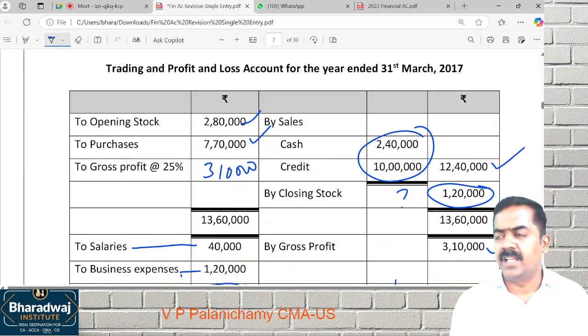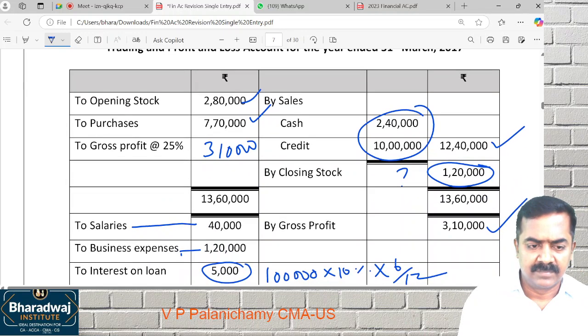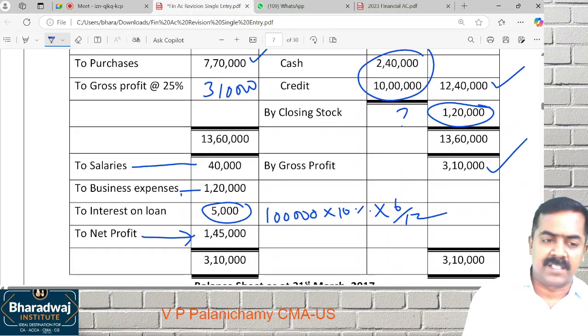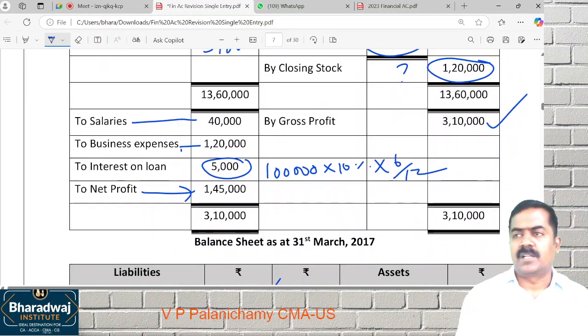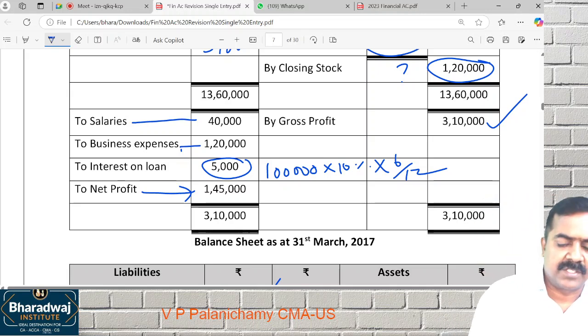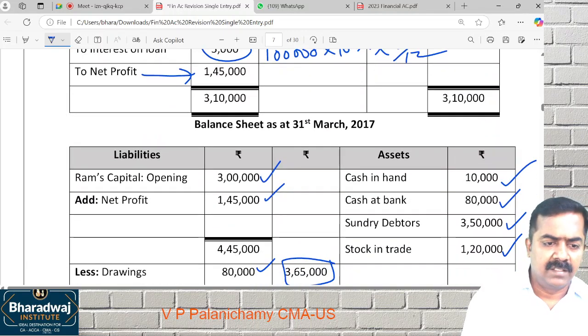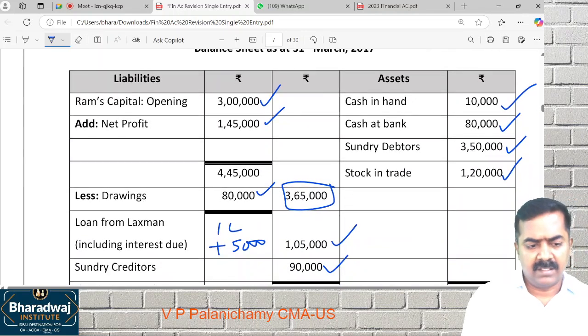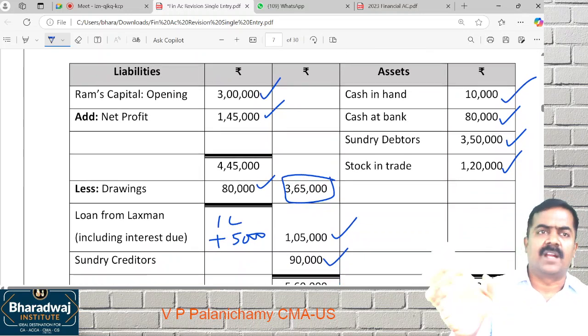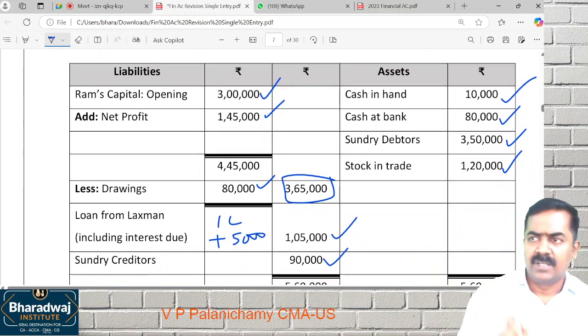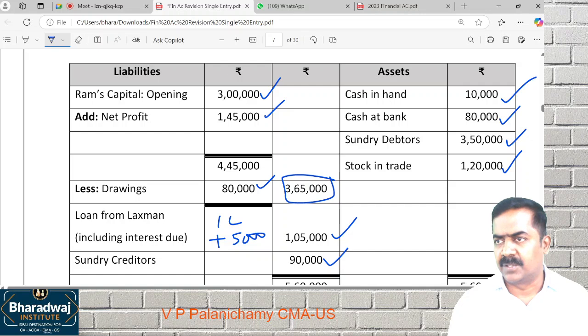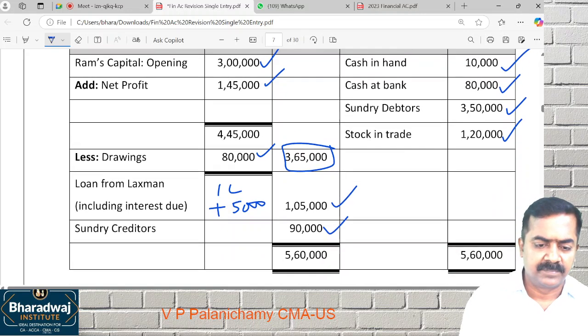Any doubt in the trading P&L account? In this question, we get closing stock as a balancing figure. Interest on loan, why 6 months? Taken on 1st October. October to March, how many months outstanding? 6 months interest. Then we prepared the balance sheet. We can show outstanding interest separately also, no issues. Loan 1 lakh, outstanding interest 5,000 separate, no problem. Okay.